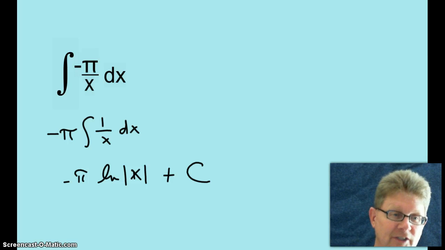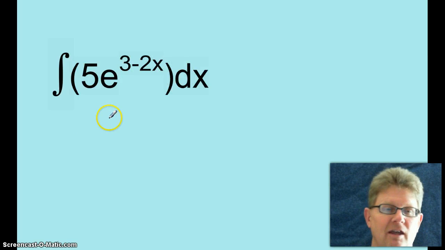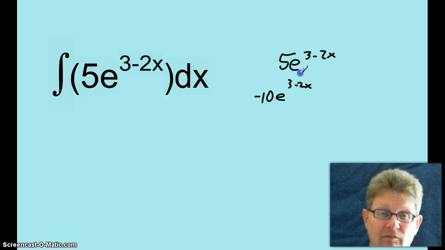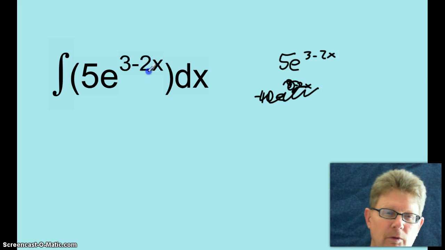Pretty fun, huh? Let's try another one, I dare you. Okay. Ooh, this is not cool. Now, if we were to take the derivative of this, let's just think about this for a second. If we took the derivative of this, we would take the derivative of the exponent. That would be 2 times the original exponential. So it would be 10 e to the 3 minus 2x. Actually, it would be negative 10, because the derivative is negative 2. All right, so the derivative of this exponent here is negative 2.